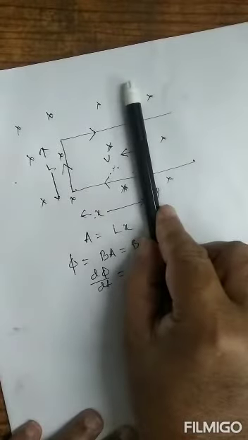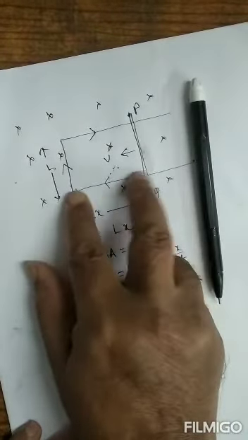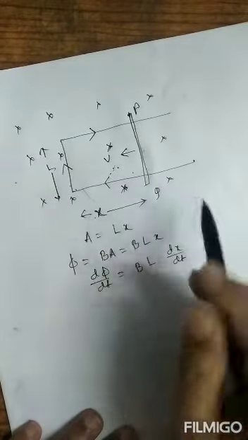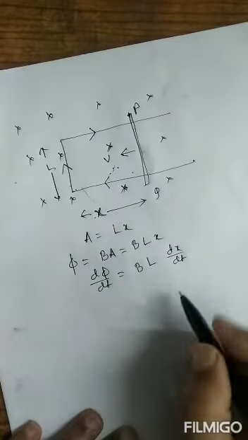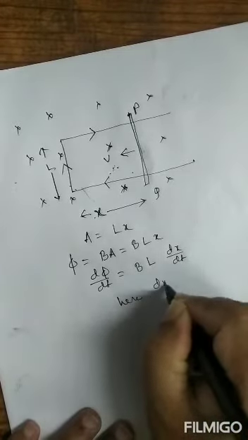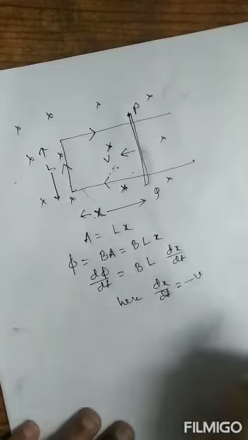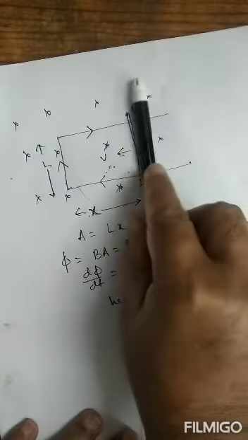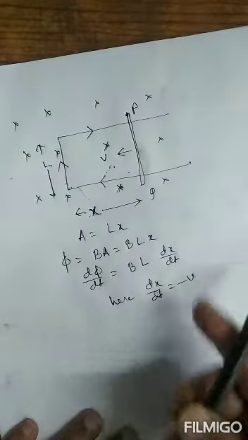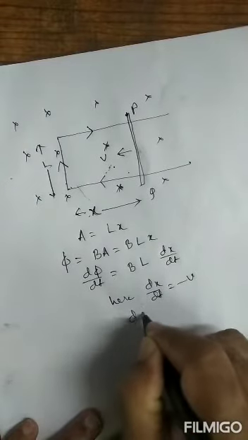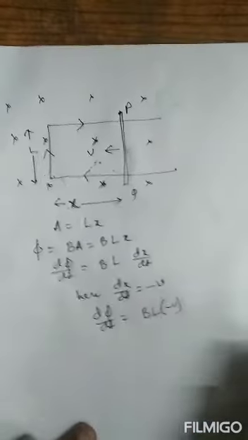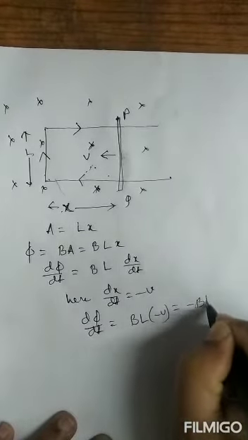That means if this conductor moves in this direction, this length decreases. That means x decreases. So BL dx by dt. Here dx by dt is equal to minus v. Why minus v? Because when this conductor moves in this direction, the effective area decreases. So therefore d phi by dt is equal to BL into minus v. From here we get minus BLV.